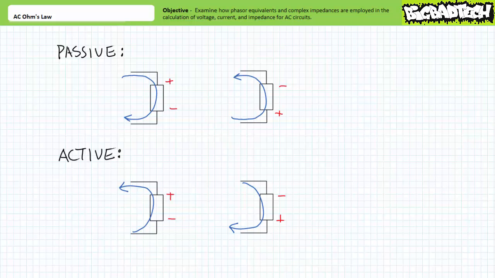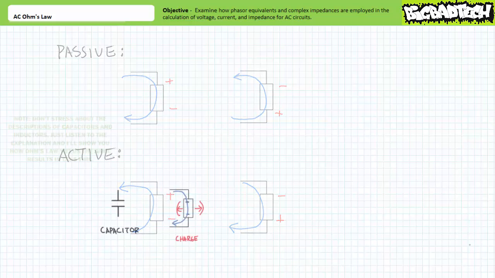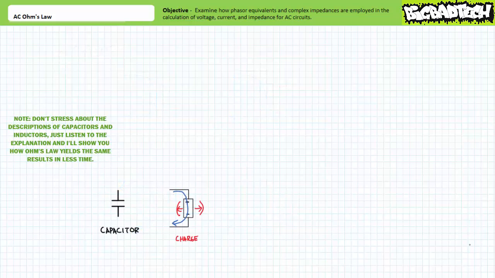Reactive elements, like capacitors and inductors, periodically alternate being passive and active elements, and as such there exists a phase shift between voltage and current. Allow me to demonstrate. Let's deal with capacitors first. Consider a capacitor during a cyclical charge and discharge process.